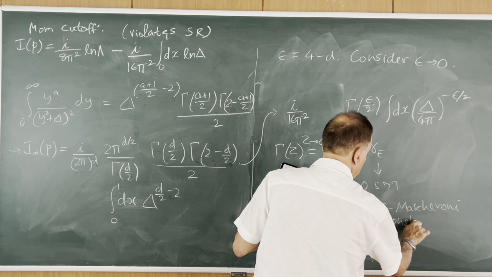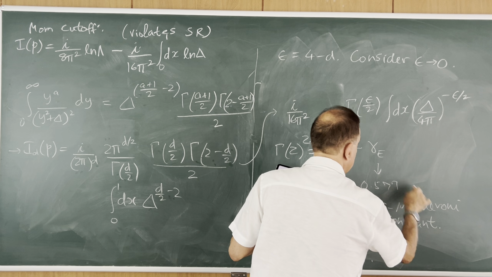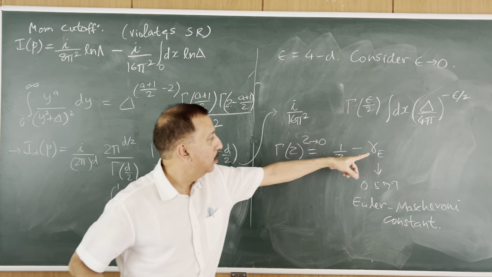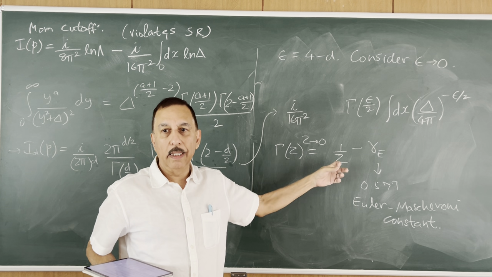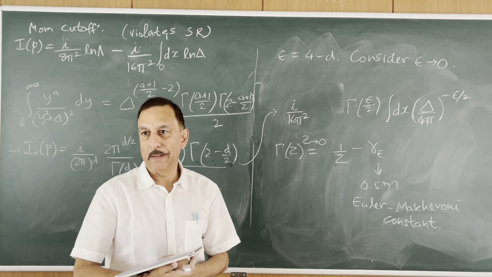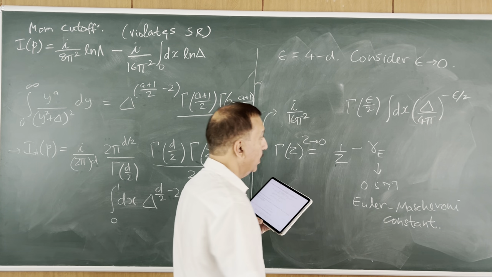We don't really need to worry about where it comes from. It's just the number, which is the constant part of the Euler gamma function, if we expand it around its pole at z equals 0. And then we get plus order z.